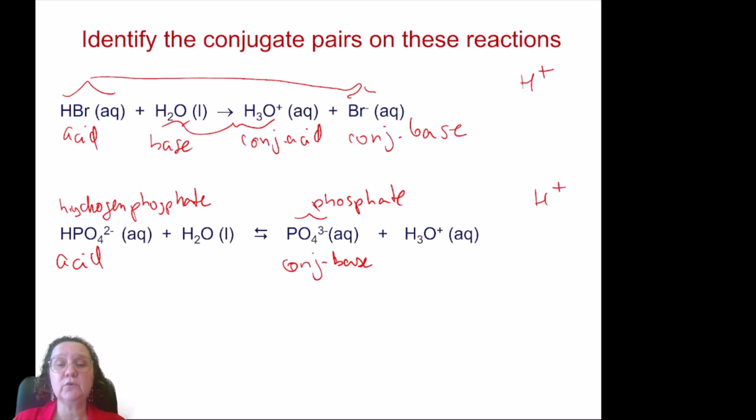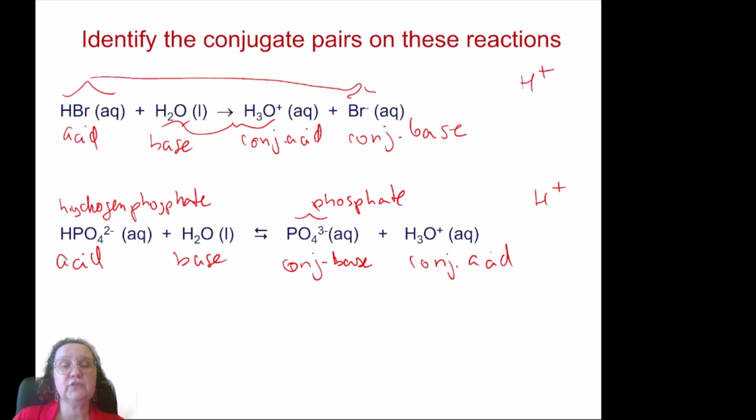And then if I look at the water on the reagent side and the product side, on the product side the water has gained one hydrogen ion. That fits with the definition of what a base does. So the water here is behaving again as a base, and it liberates its conjugate acid, which is the hydrogen ion.